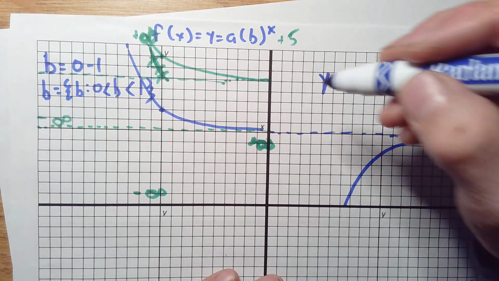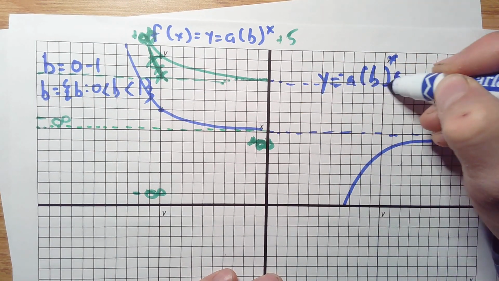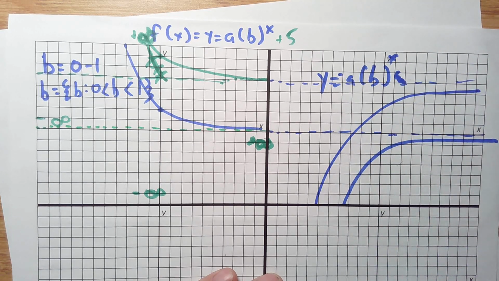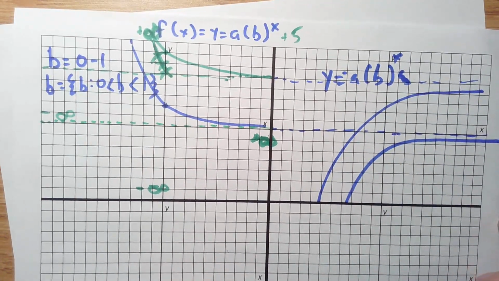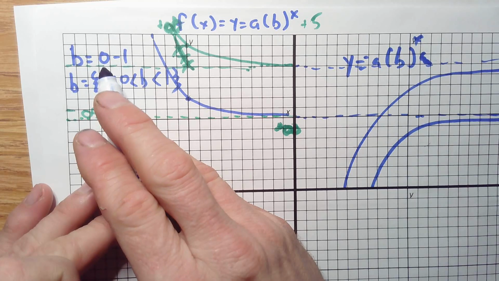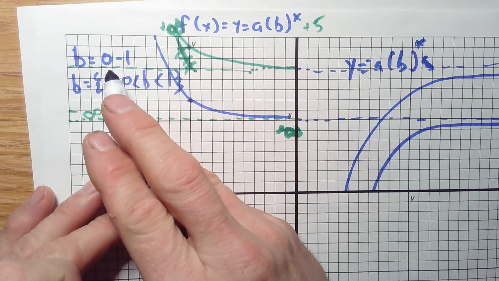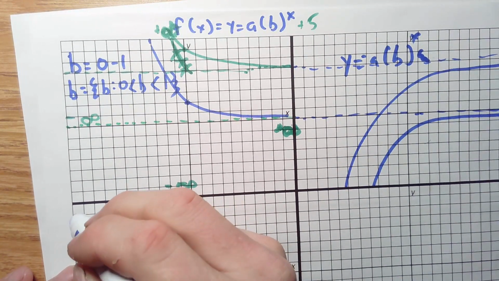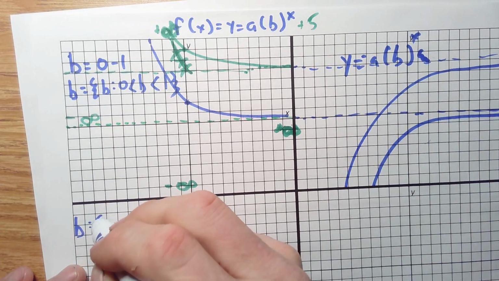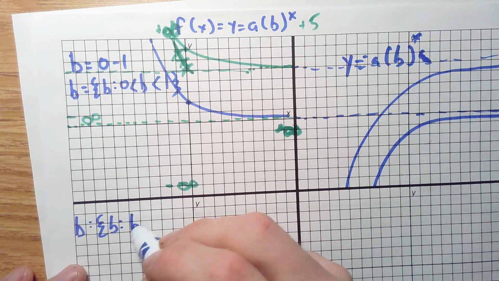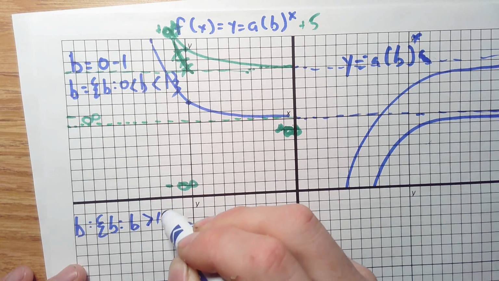And same thing if I shifted it to 5, my asymptote is now here, and it would just do this, like that. Okay? So those are decays when b is between 0 and 1. So what about all values of b such that b is greater than 1?